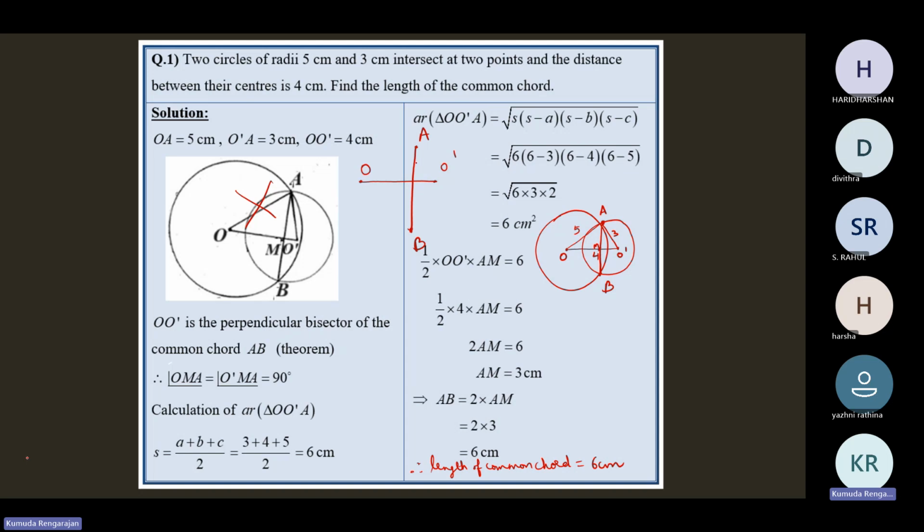AB is the common chord. O dash is the line segment joining the centers. Now this O dash is the perpendicular bisector of the common chord AB. That means the angle here is 90 degrees, and also M is the midpoint of AB. M is not the midpoint of O dash. O dash bisects AB. O dash is perpendicular to AB. Let me write that.